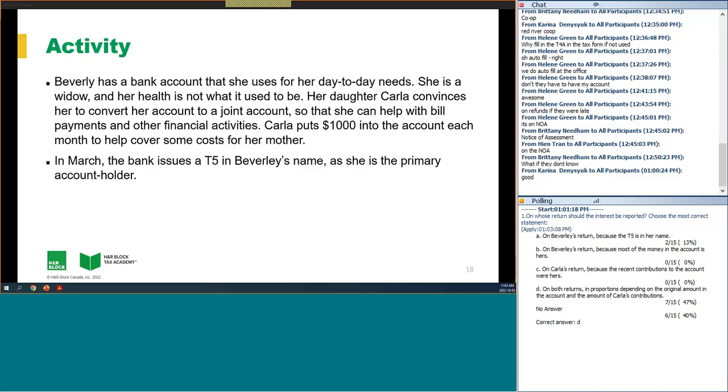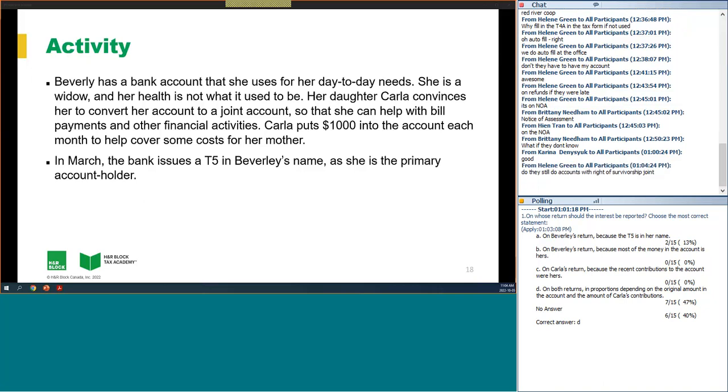We only know to do this because we asked. If we don't ask, it doesn't happen. If I just got a T5 with Beverly and I put all that income on her return, it would affect her taxes. And if anyone eventually audits Carla and looks into her situation and asks where her money's going, they're going to find that there's a joint account that she didn't report any interest from, and they're going to say, what's going on there?